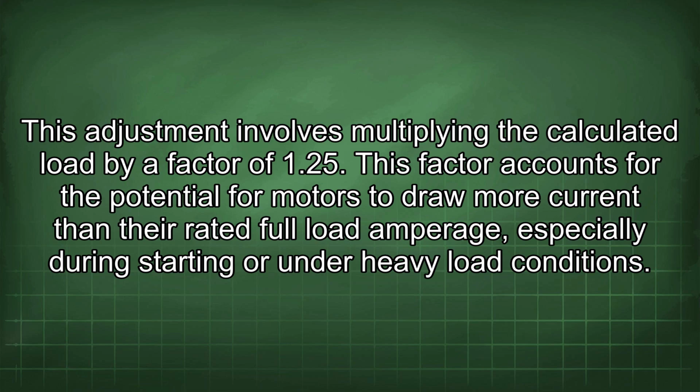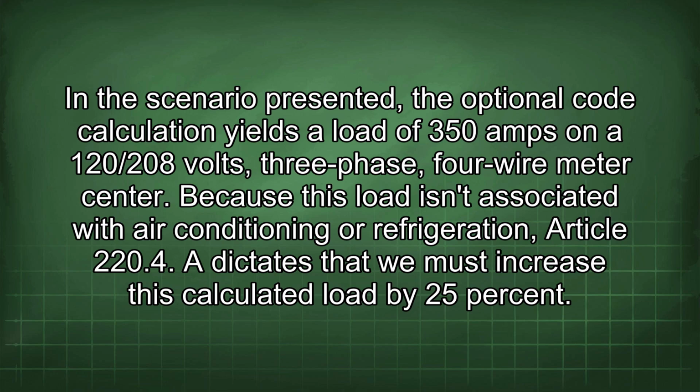This factor accounts for the potential for motors to draw more current than their rated full load amperage, especially during starting or under heavy load conditions. In the scenario presented, the optional code calculation yields a load of 350 amps on a 120/208 volts, 3-phase, 4-wire meter center.